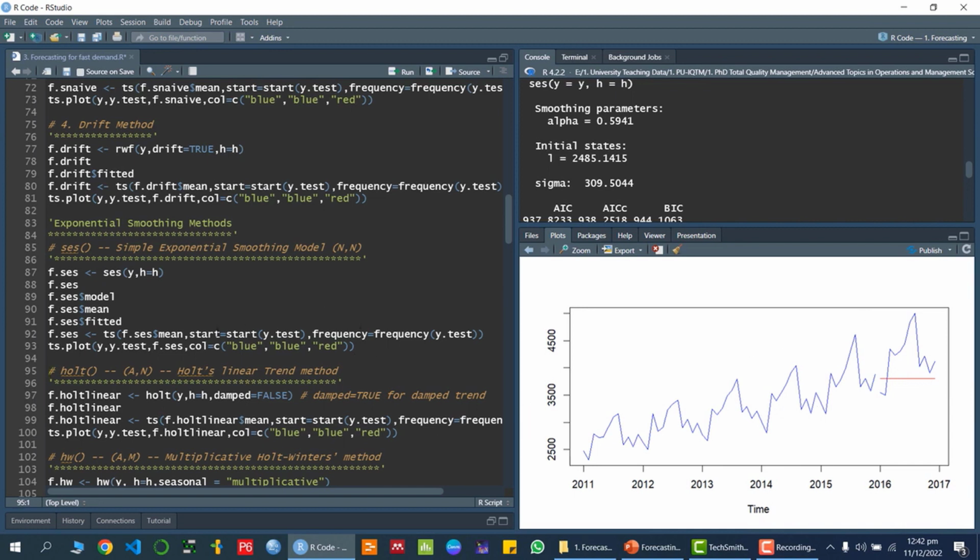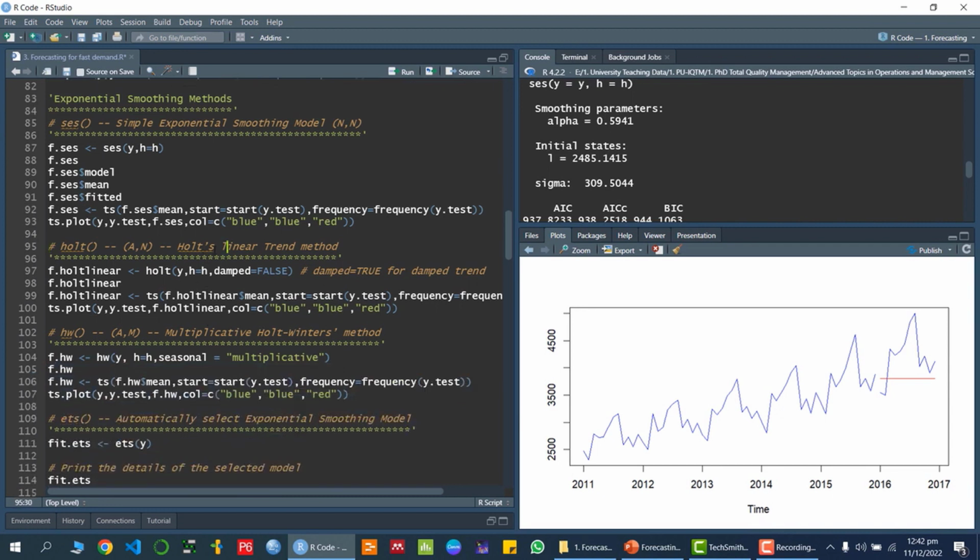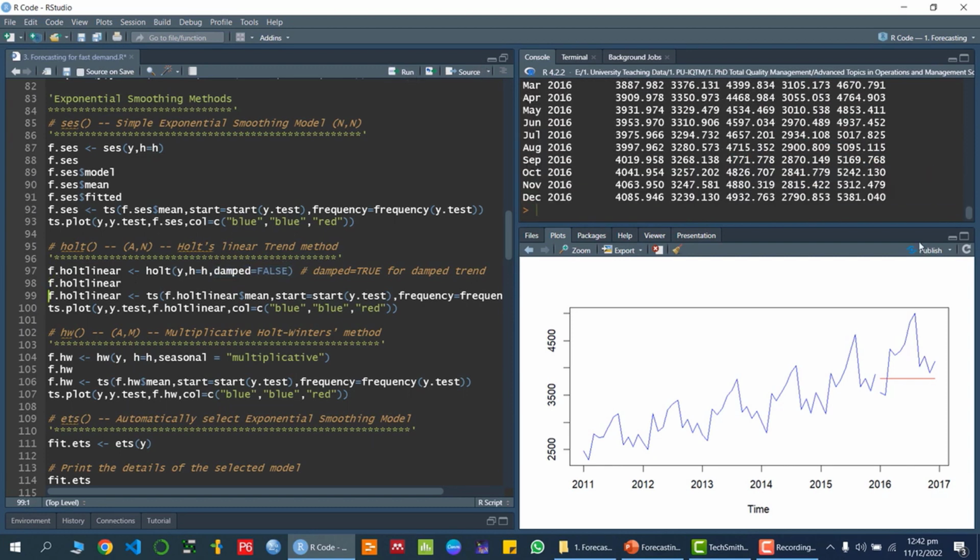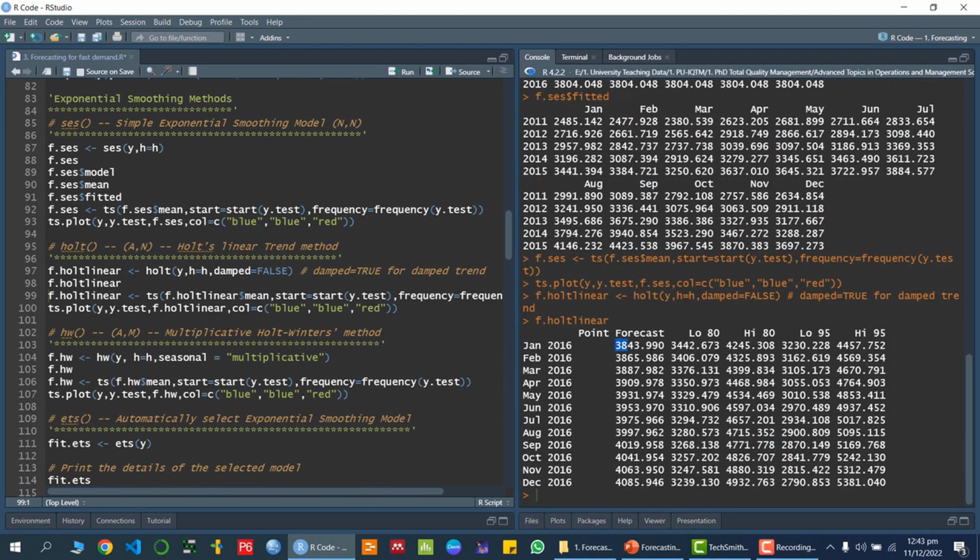Now let me apply the Holt's linear trend method. For that we can use a function Holt. Okay, then y is the variable in which we have the original data set, then we are setting the forecast horizon, we are saying damped is equal to false. That means there is no damped trend right now. Currently consider this linear trend. So if I'm running this one, again we are getting these forecasted values. Okay, these are the confidence intervals.